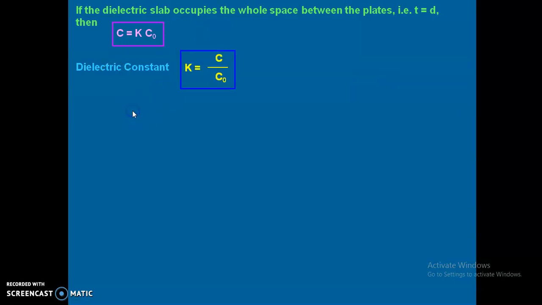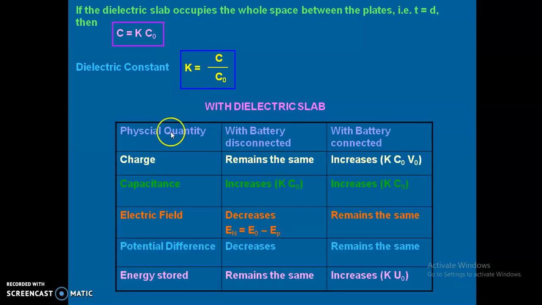Now, dielectric constant. Therefore from this formula the dielectric constant will be equal to C upon C naught. C is the capacitance of a parallel plate capacitor when a dielectric is placed, and C naught is the capacitance of the parallel plate capacitor when air is the medium between the plates. So with a dielectric slab, let us see the variation of a few physical quantities.